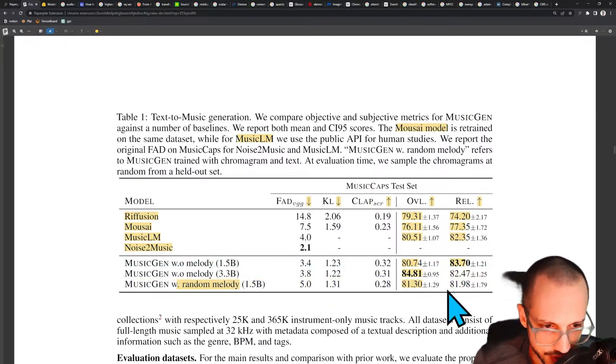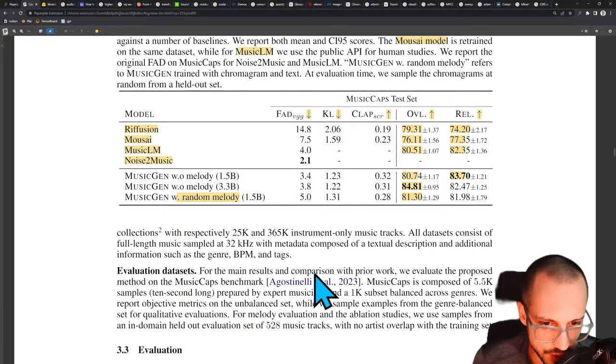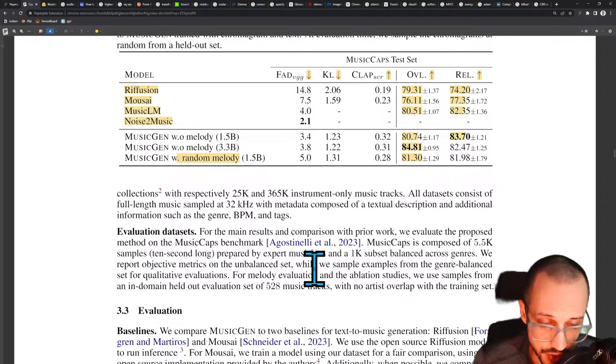And the weird thing here is that you see how here the MusicGen without the melody is lower than the MusicGen with the random melody, and here the MusicGen without the melody is higher than the MusicGen with the random melody. So it seems like the melody conditioning is probably not doing anything here. Sometimes it's good, sometimes it's bad, and if that's the case, usually that means it's either not doing anything or it's potentially even hurting.